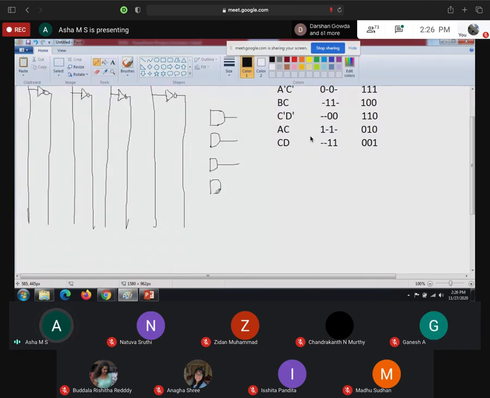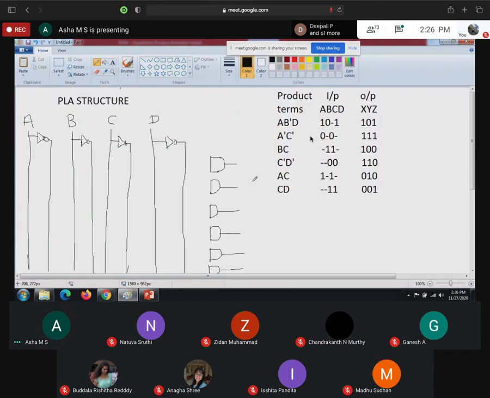Or you can write them one by one also. It's not necessary to take all six together. Okay, what is the first product? A, B bar, D. So the first term is A, B bar, D.